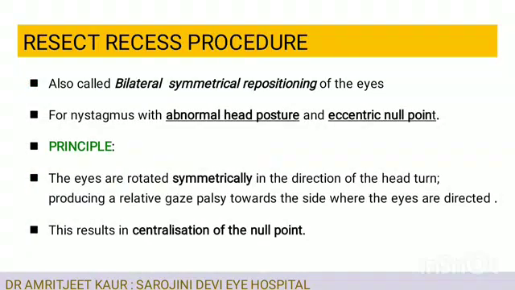It is also called the bilateral symmetrical repositioning of the eyes. It is used for nystagmus with abnormal head posture and eccentric null point. The principle of resect and recess procedures is that the eye is rotated symmetrically in the direction of the head turn, and thereby a relative gaze palsy will be produced towards the side where the eyes were previously directed. This results in centralization of the null point.